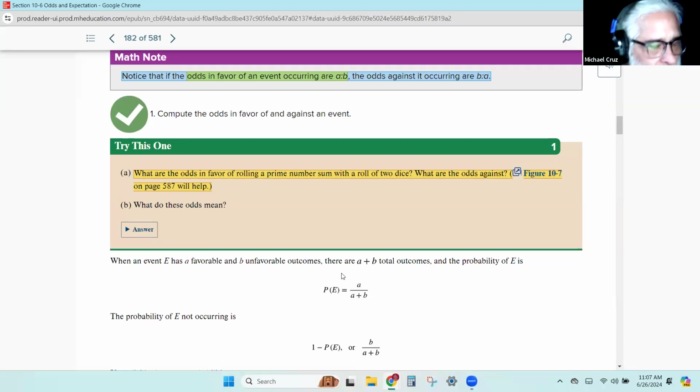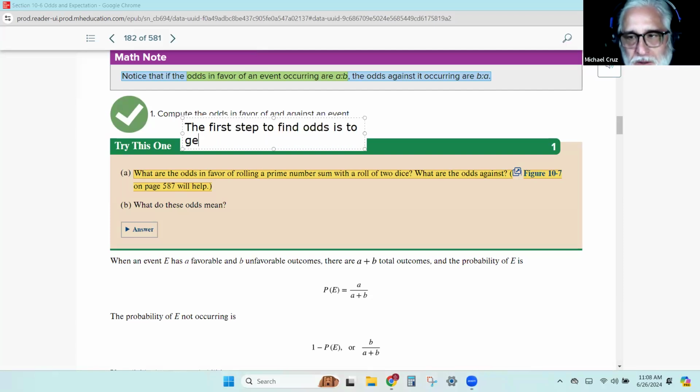All right. Let's try this right here. What we need to do, the first step to find odds, is to get the probability of success and the probability of failure. That's just two general terms. For this, we would have the probability of having a prime number.